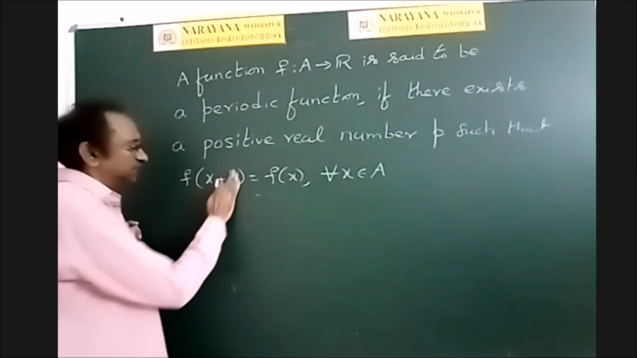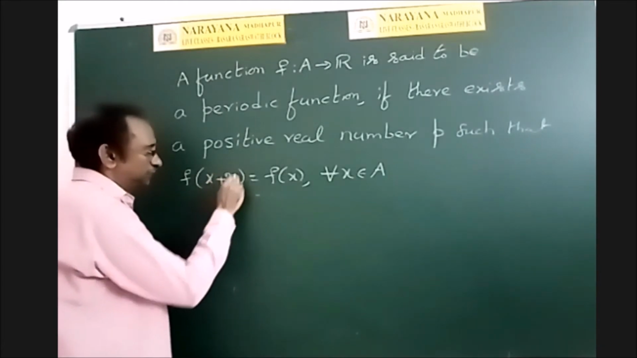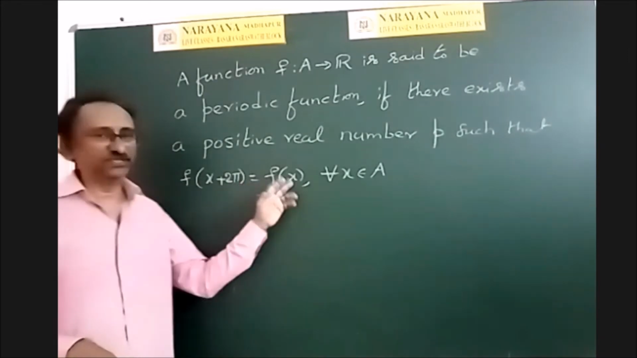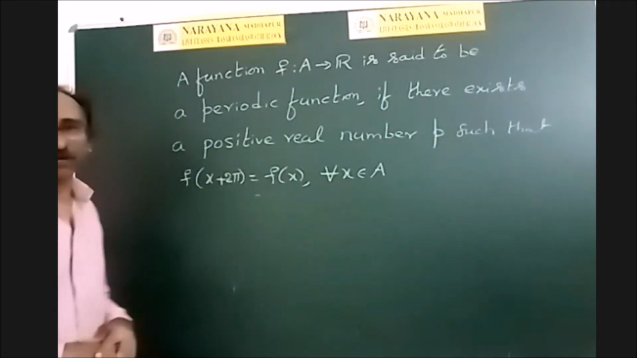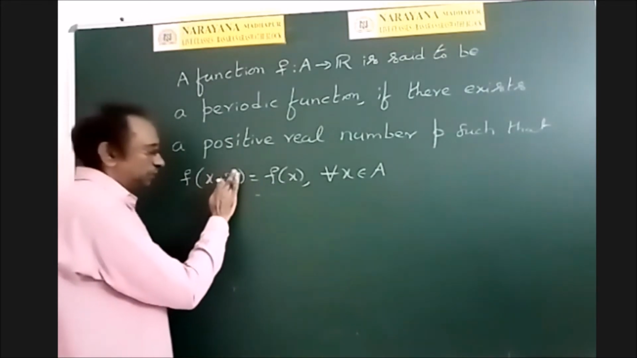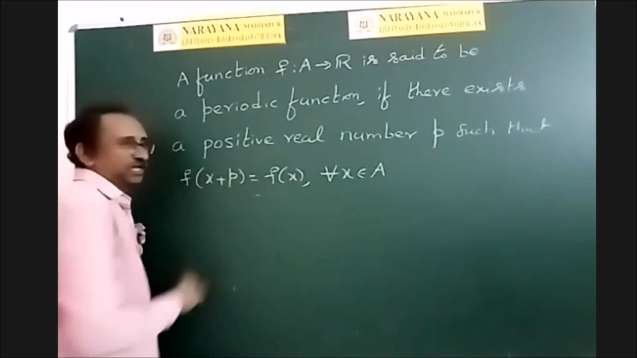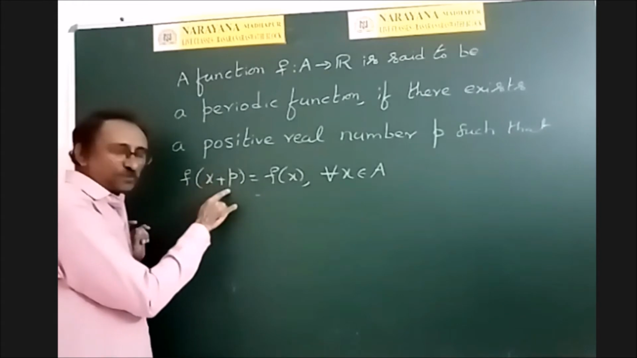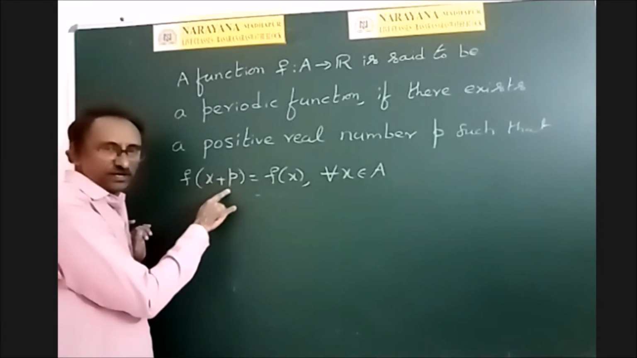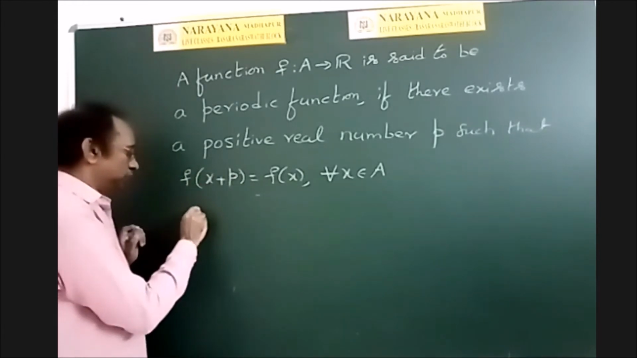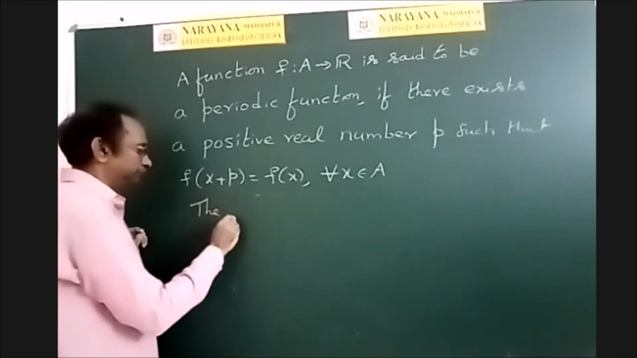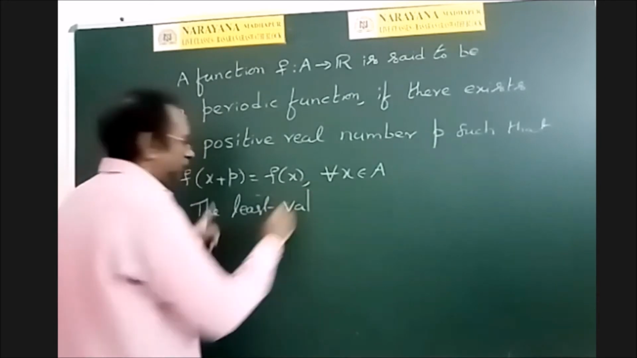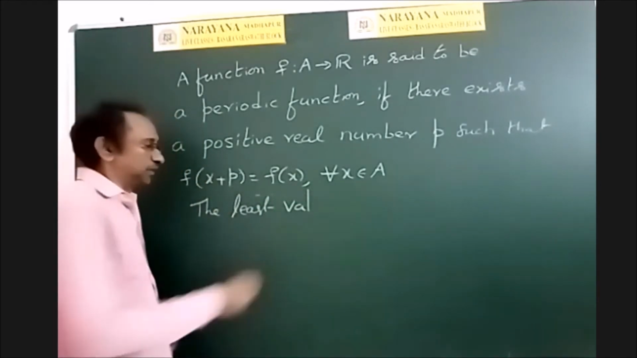In the previous function sin x, in place of p there is 2 pi. Therefore f of x plus 2 pi is equal to f of x. So 2 pi is called period and sin x is called periodic function. There may be many p's, 2 pi, 4 pi like that, but the least among them is called fundamental period. So remember, period cannot be negative, it is always positive.